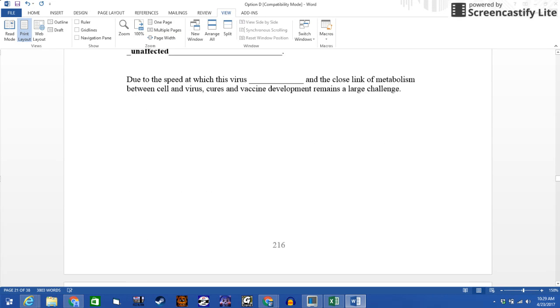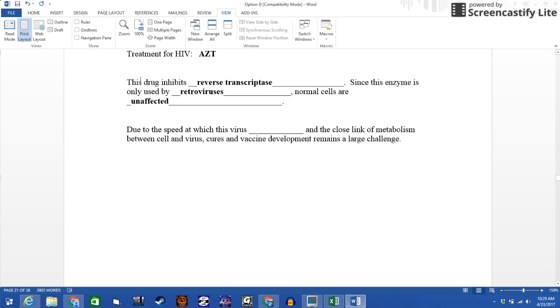There's a real advantage. Now, due to the speed at which this virus mutates, unfortunately, and a close link of metabolism between the cell and the virus, you can't go and attack the metabolism aspect because there's too much similarity. Cures, okay, although, look, let's be honest, while you can't really consider HIV a chronic condition now, the survival rates and the survival times, I should say, are continuing to get longer, which is a wonderful thing.